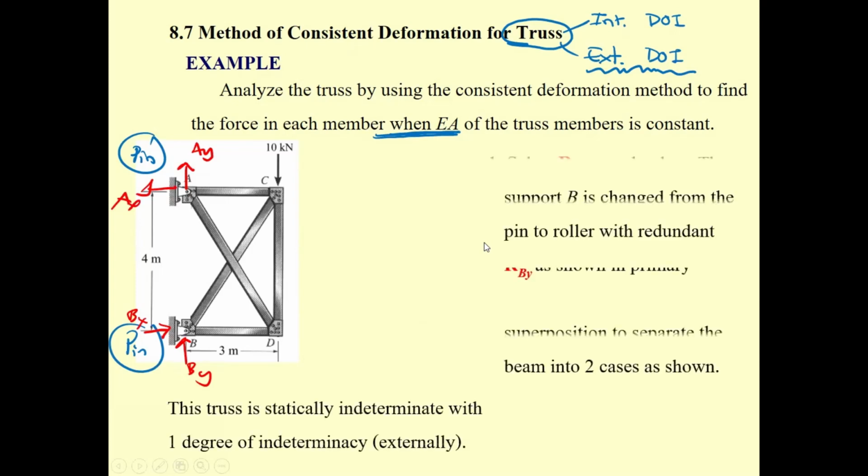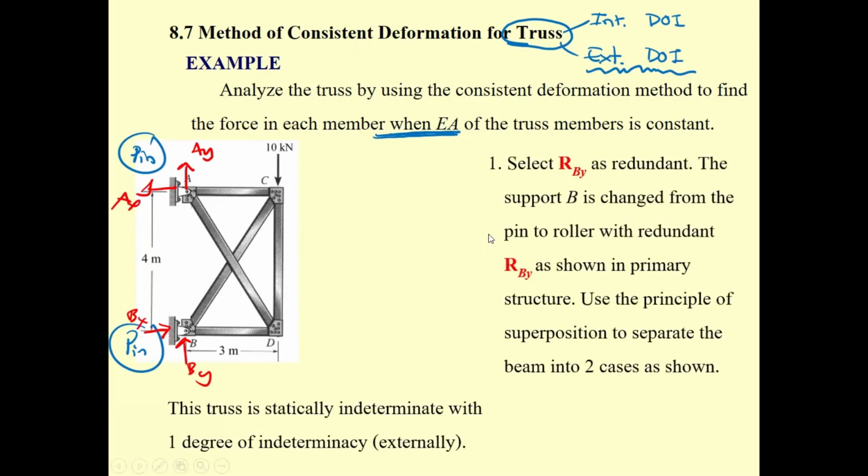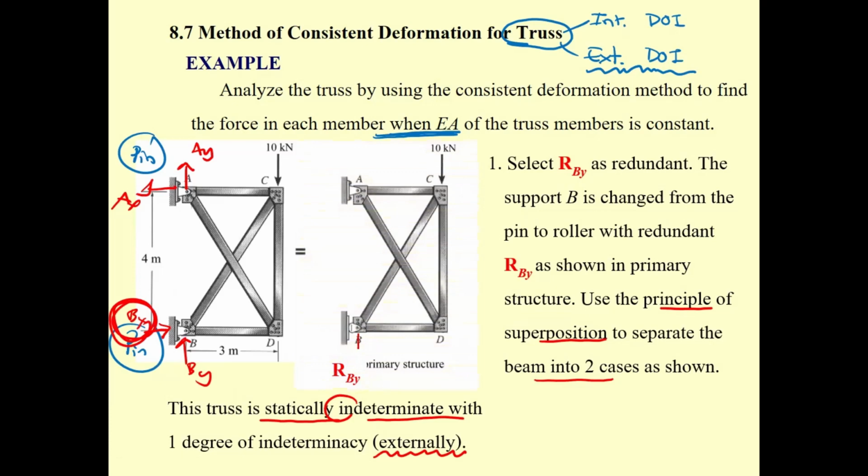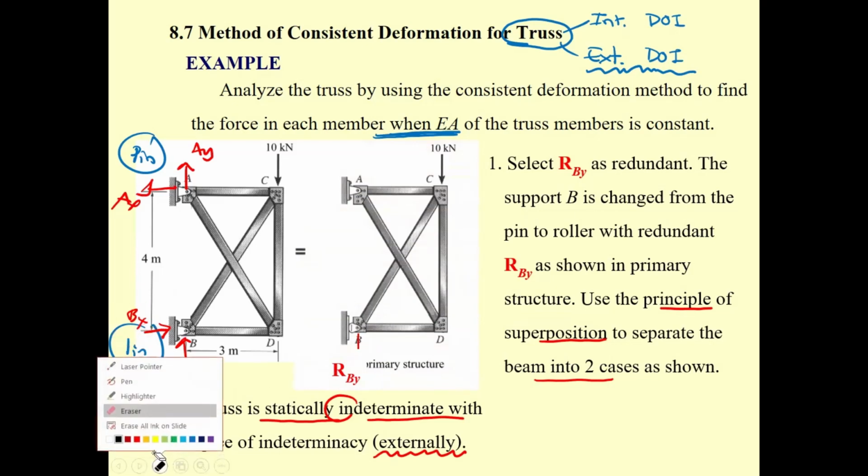You have to select which one is going to be the redundant first. The problem says the task is statically indeterminate with one degree of indeterminacy due to the extra support. If you select this one as the redundant, again use the principle of superposition to separate this task into two more tasks. Now, use B sub Y. Sorry, I was wrong, not B sub X. Use B sub Y as the redundant.